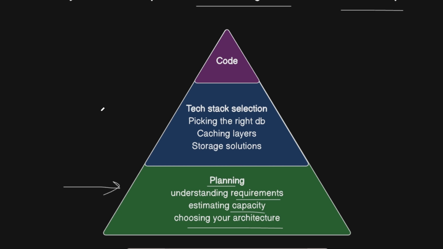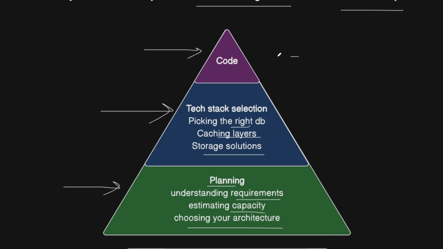And only then we move on to the tech stack selection, which is like picking the right database, whether it's SQL or NoSQL, and if it's SQL, then what exact type of SQL database it will be, the caching layers, eviction policies, storage solutions, and all of that tech-related stack selection. And only the last stage, which is actually the smallest part of designing, is the coding, which is like starting to implement the things. But that is actually the thing that requires the least brain power.